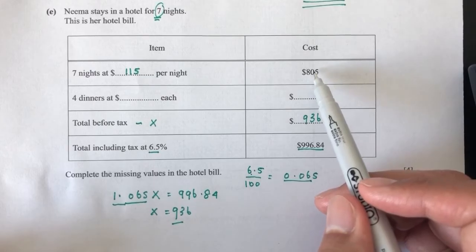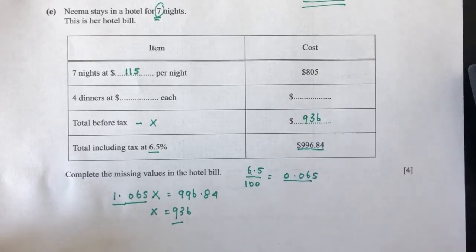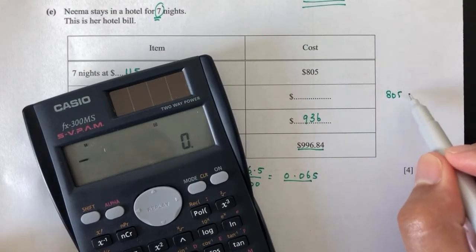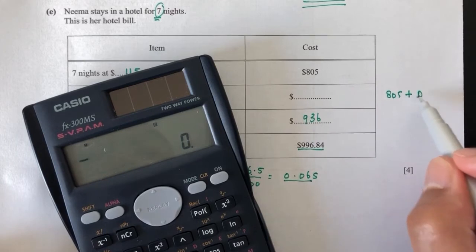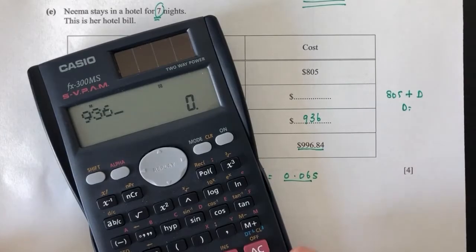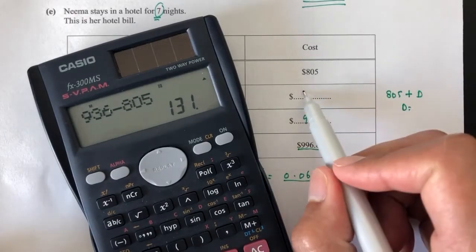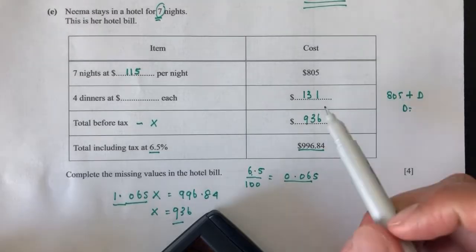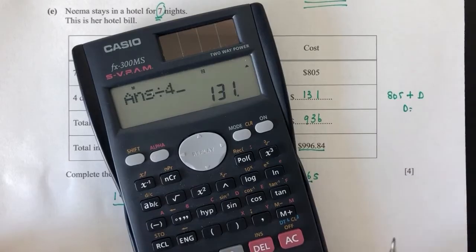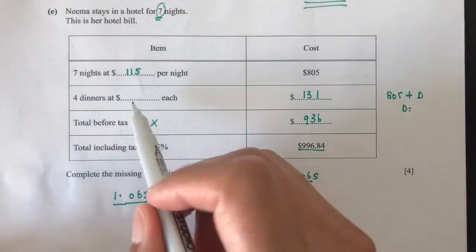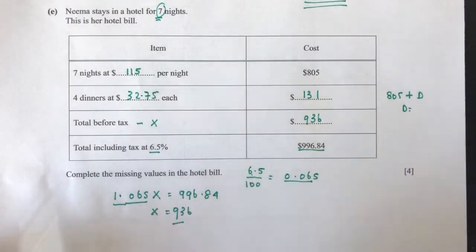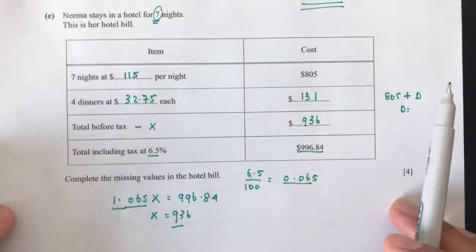So now let's find this value. So for this plus something equal to this, what is this, right? So let's find that out. So I know that 805 plus, let's say this is Dina, equal to this. So Dina will be this minus this. So 936 minus 805, that will be 131. So now we have had 4 dinners. So what is the cost of 1 dinner? So 131 divided by 4, that will be 32.75. So that will be the cost for each of the 4 dinners. And that was question number 1.